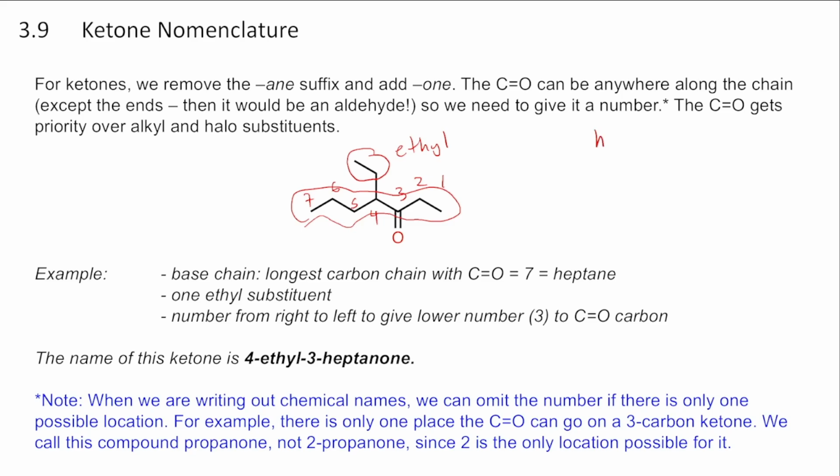So 7 carbons would be heptane. For naming ketones, we drop the E and add one. So heptane becomes heptanone. Carbon 4, we have an ethyl. And we have to indicate, as I said before, the position. I didn't leave myself a lot of room there, but you can see that the carbonyl carbon comes on carbon 3. So we need to squeeze a little 3 in there. And we end up with the name 4-ethyl-3-heptanone for this particular molecule.